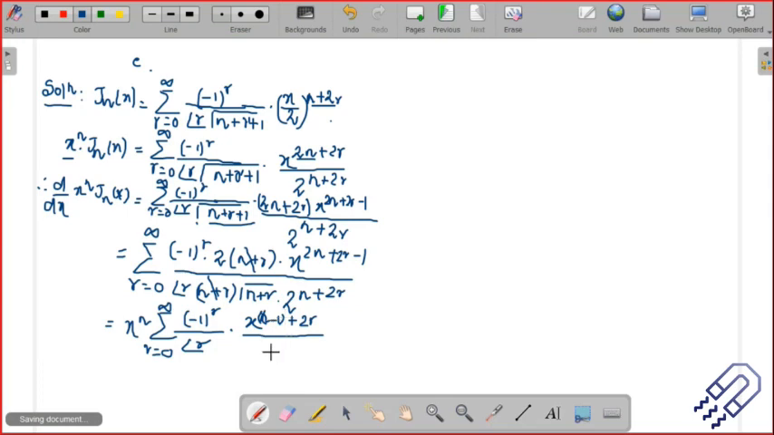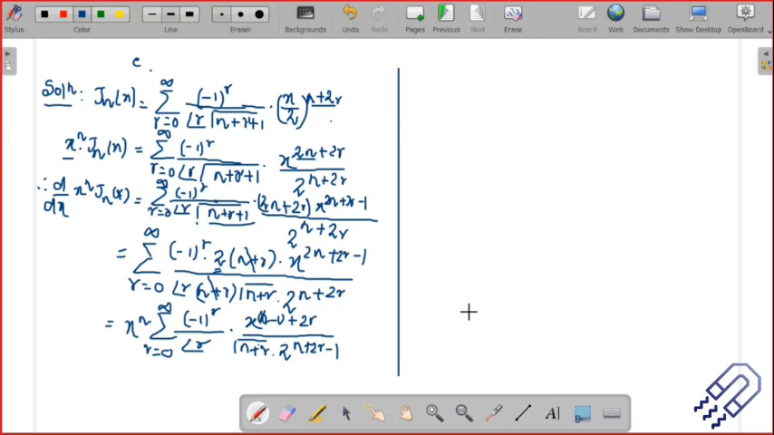Divided by, now gamma n is already there, gamma n plus r, 2 to the power n plus 2r, and then there is a 2 here, don't miss this out, this comes down, so it is taken as minus 1. So every step, every variable has a lot of importance. We have to take care that we don't make any kind of mistake.